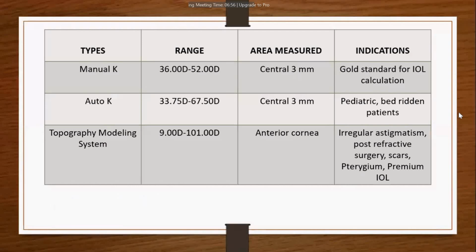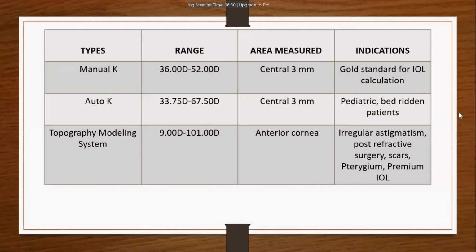The manual keratometer and the auto keratometer give only the anterior corneal curvature and the anterior corneal astigmatism, but with a Pentacam, if you take a reading, it gives both the anterior corneal curvature and also the posterior corneal curvature, so that we can have an idea of how much astigmatism the posterior cornea is contributing.